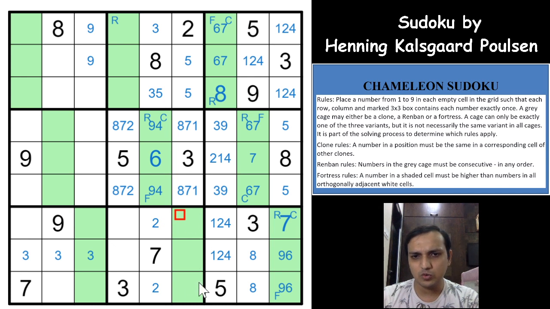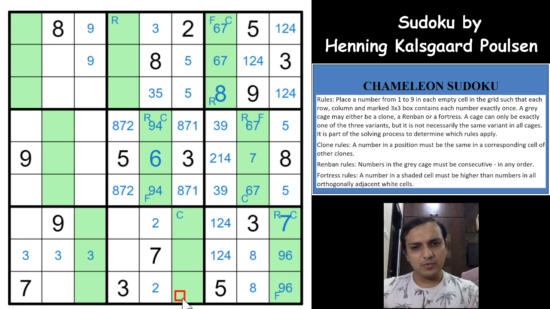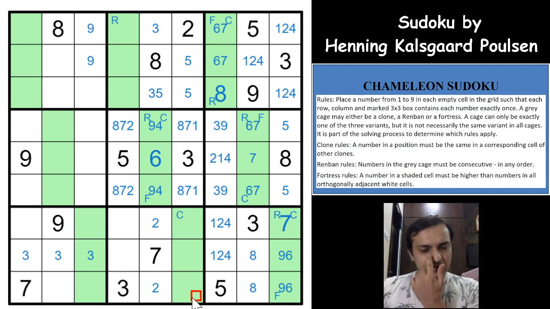This can still obey a Renban rule. It cannot obey a clone rule, right? Because 7 is here and we need to have a 7 in one of these 3 cells for a clone rule, which means that this cannot be a clone, right? This has to be either a Renban or a fortress, right? And 3 and 5, okay, 9 and 4. Because of the 2 here, because of the 1 here, and okay, that is still possible.